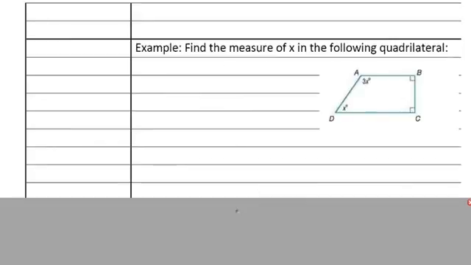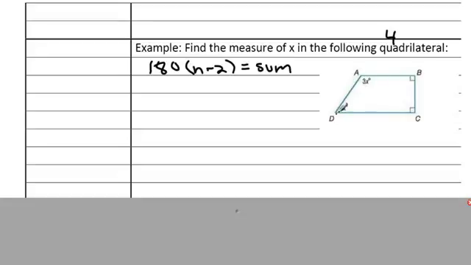So how will you use this? You're going to algebraically use it by first figuring out how many degrees a polygon has, and then using that sum to find a variable. So the example is find the measure of x in this quadrilateral, meaning 4-sided polygon. And we can use the formula, which is 180 times n minus 2. That'll give us our sum.